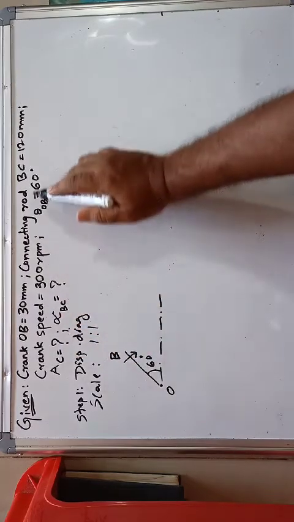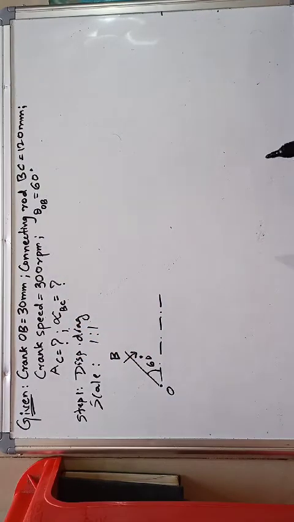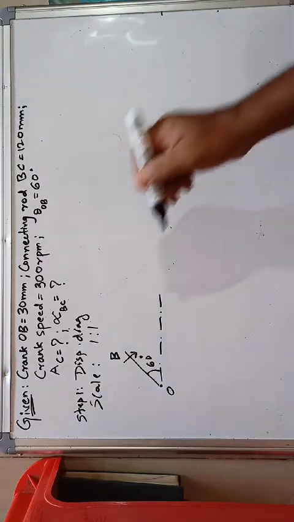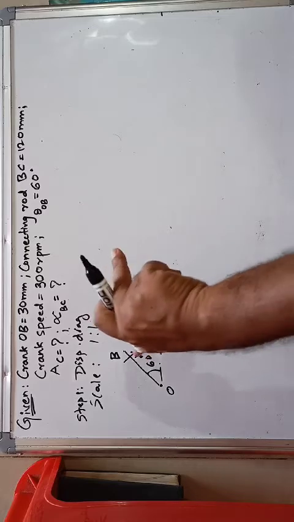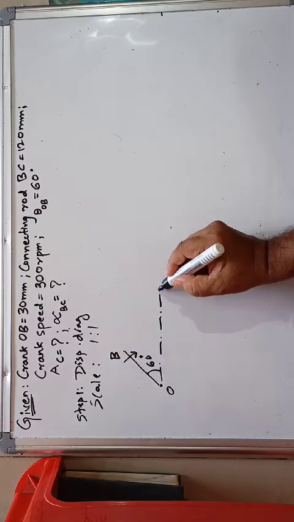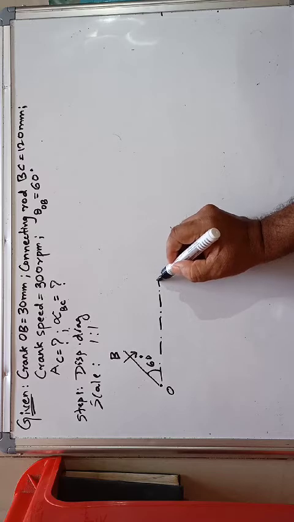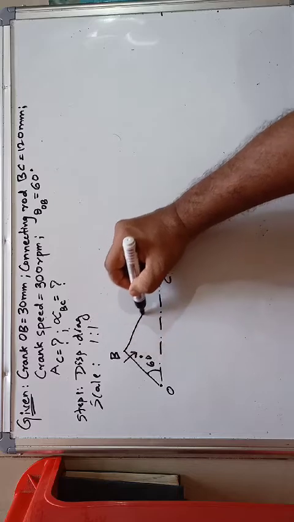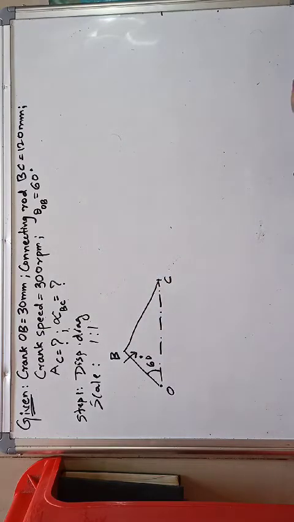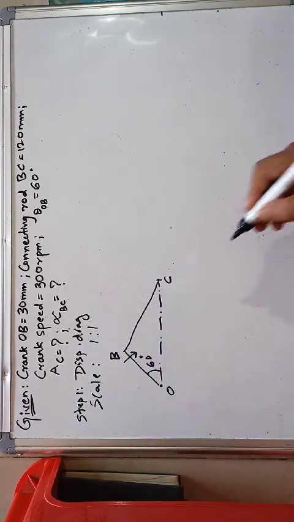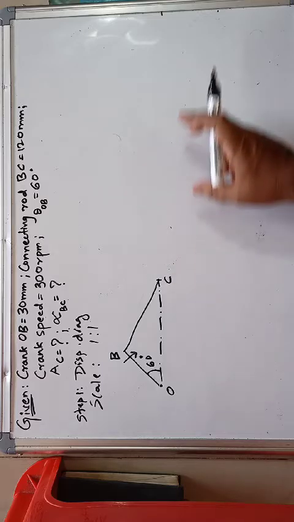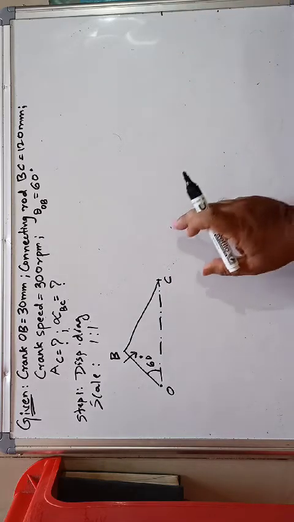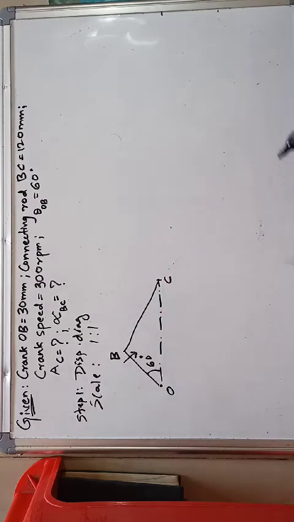Next I am going to draw the connecting rod. How do we draw it? BC is 120 millimeters. From B as center, with radius 120 millimeters, cut the horizontal. This point is C, and join BC. This is the connecting rod. So I have drawn the crank and the connecting rod, and at the point C the slider is present. Here we are going to find the different required values from this displacement diagram.